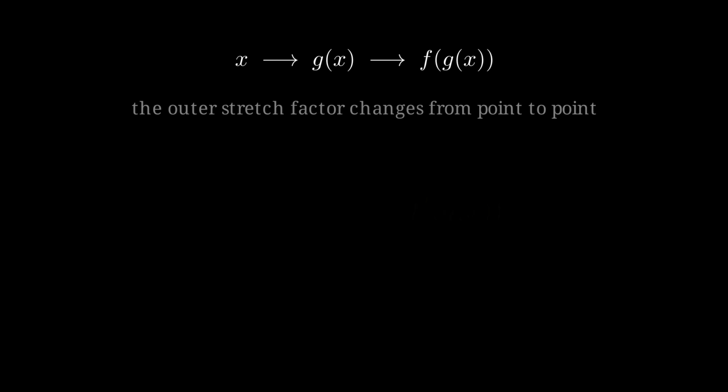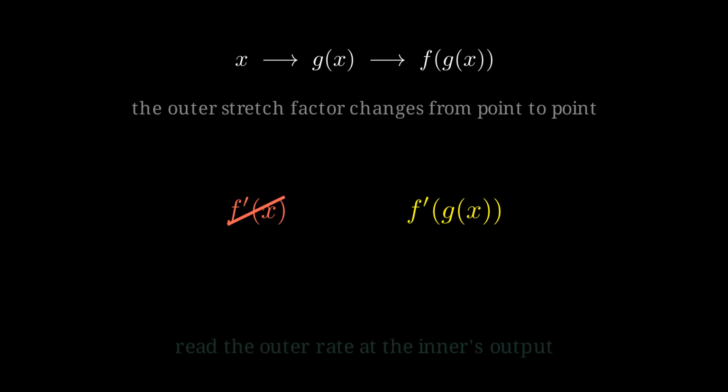Then which point do I use for the outer rate? You read it at the inner stage's output. The input is the symbol X, but the outer stage never sees X. It sees what the inner stage produced, g of X. So you evaluate the outer rate right there, at g of X, and never at X itself. That is the one place people slip.